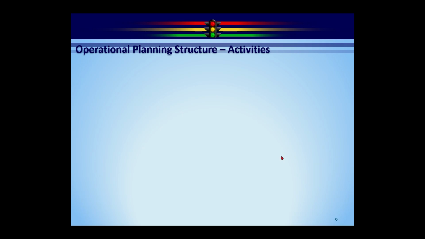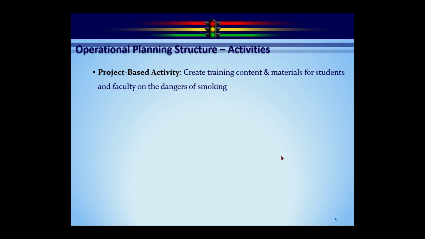And as we talked about earlier, there's 3 types of activities in the system: project-based activity, quality assurance activity, quantitative measurement activity. I got an example of each of them we'll go through. And when I enter this plan into the system, I'll go through the real detail on these. So our project-based activity: create training content and materials for students and faculty on the dangers of smoking.